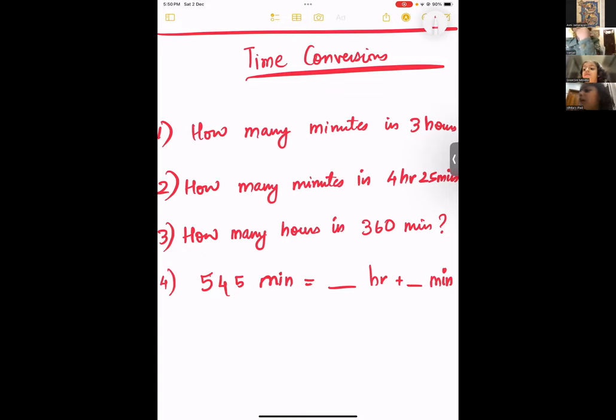Mama, I don't know how to do this. Yes. Now, do with Mama, me. Mama, I don't know how to do the second, third, and fourth. Yes, I know. Okay, so we will be working on it now.